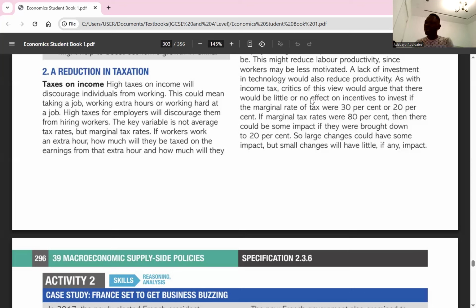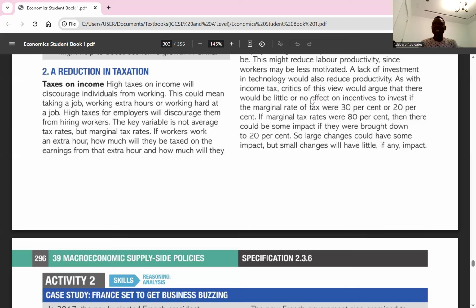Number one, many workers are paid salaries and don't receive either overtime payment or bonuses. These workers cannot respond to changes in the marginal tax rate in the short run. Why won't they be able to respond in the short run? They have a fixed income. They are paid salaries, not wages. They don't receive bonuses. They don't receive overtime payments.